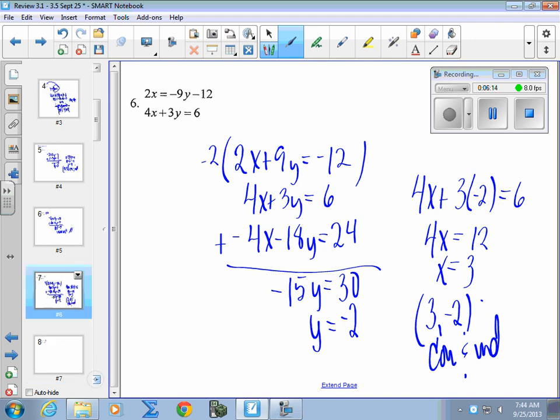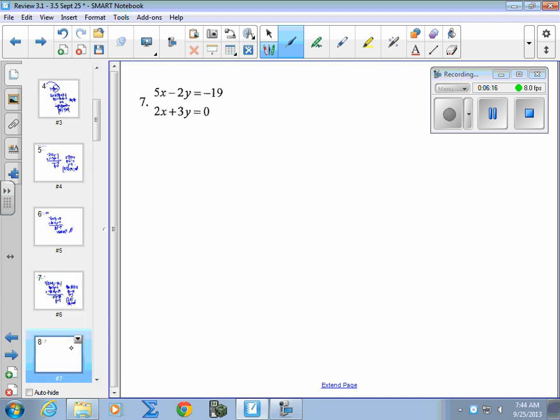All right. On number 7, do we want to eliminate x or y? Probably the easiest thing to eliminate would be what?